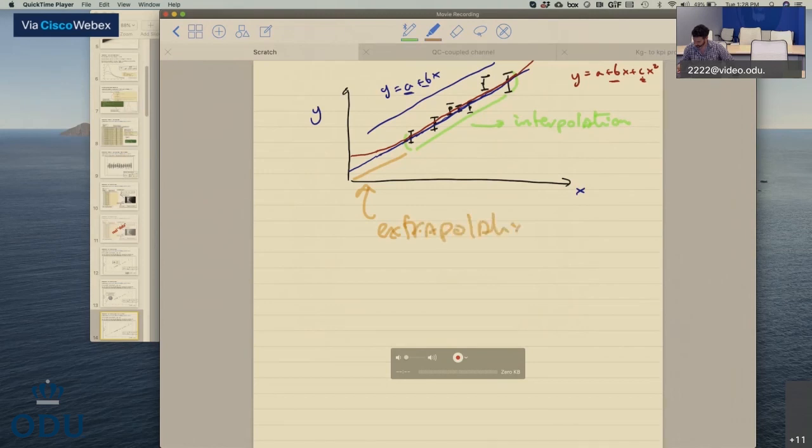Extrapolation. And extrapolating is always much harder. Okay? And in science, this is only rigorously possible if I know what the actual functional form is that describes my data. If I know the true functional form of that data, not just some functional form that I guessed, okay?